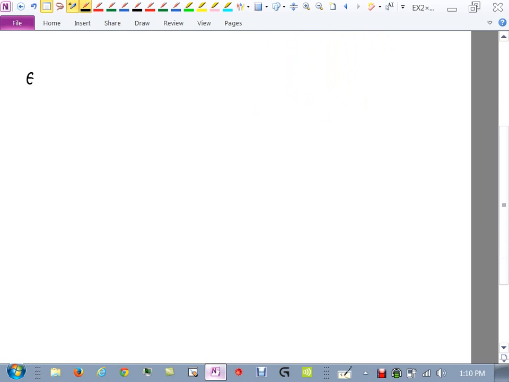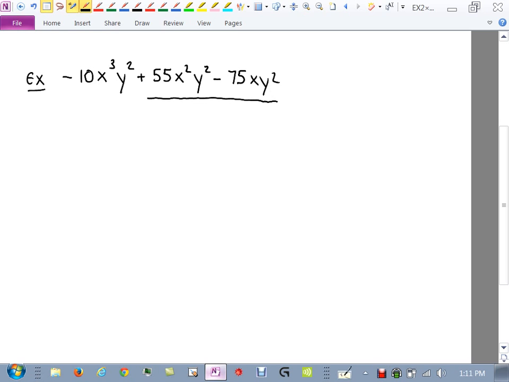Are you ready? Here it comes. Negative 10x cubed y squared plus 55x squared y squared minus 75xy squared. Do y'all see what I'm holding in my right hand here? This is the book, so don't think I'm just trying to make up problems just to punish you, okay? These are problems taken directly out of the book.